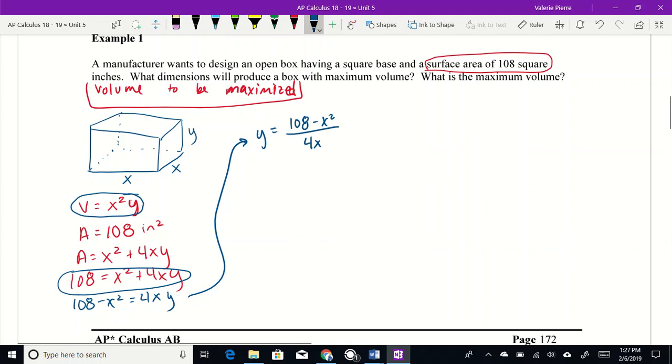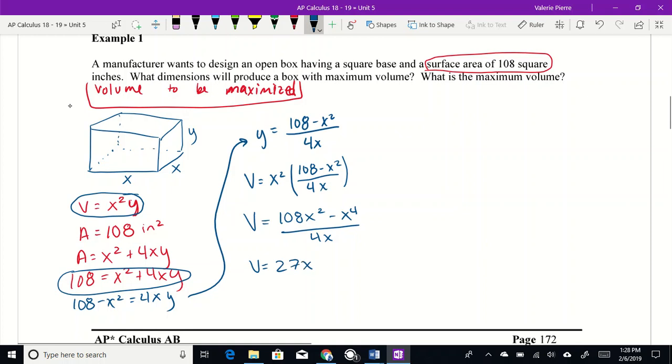So now I can rewrite my volume equation in terms of just one variable. So volume is equal to x squared times 108 minus x squared over 4x. And when I simplify this, I get 108 x squared minus x to the fourth all over 4x, which is equal to 27x minus 1/4 x cubed.